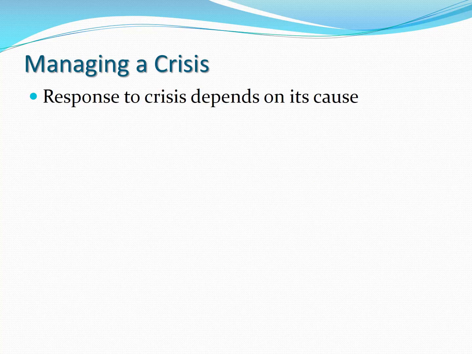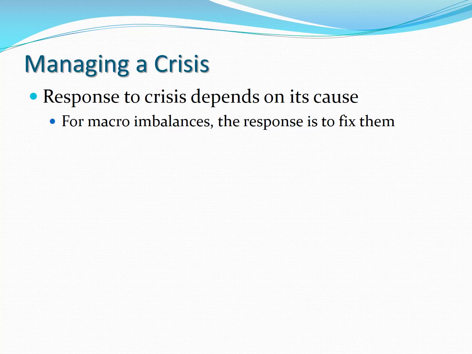Now, after a crisis has occurred, we need to figure out how to manage it. And what you do depends upon what caused it. The instance in which it's caused by one of these macro imbalances gives us an easy answer, an easy solution. You just do the opposite.